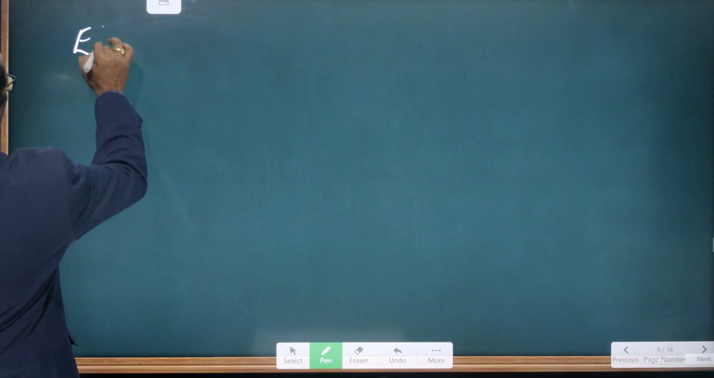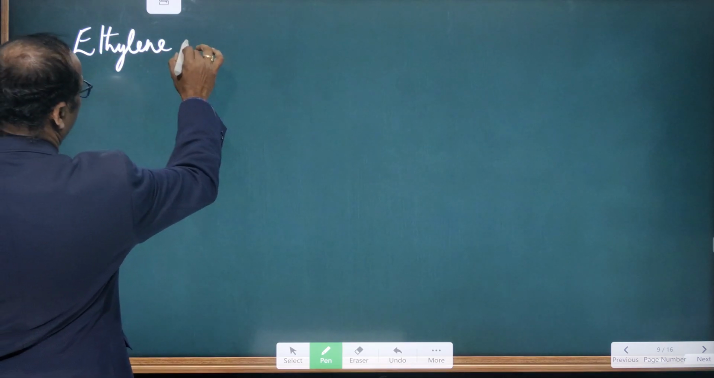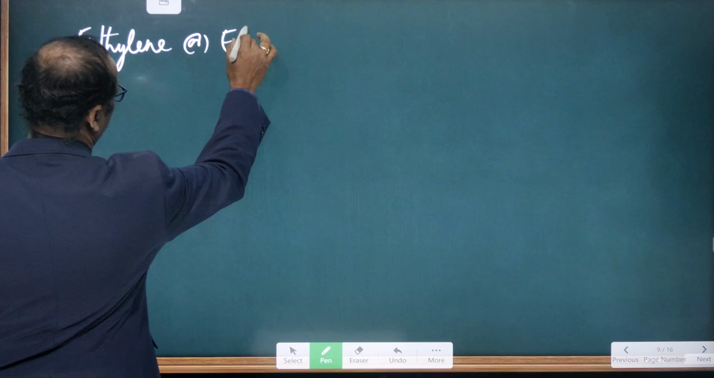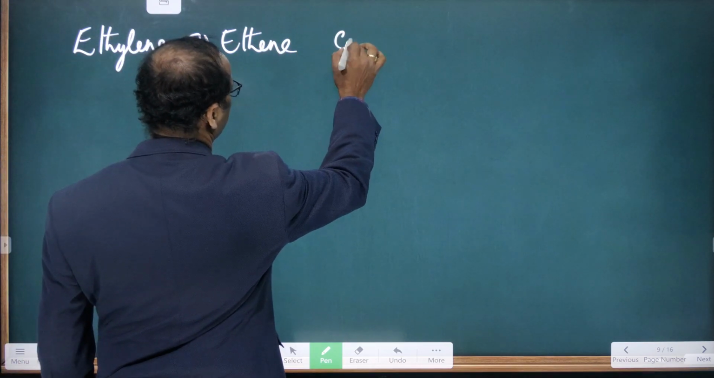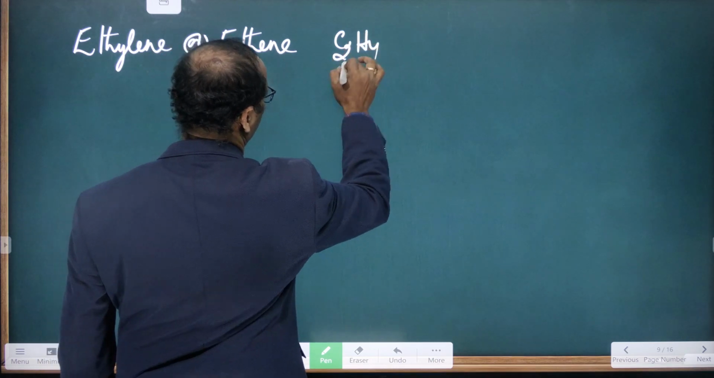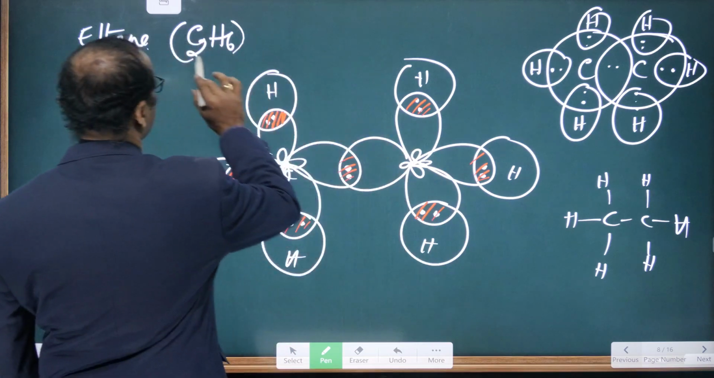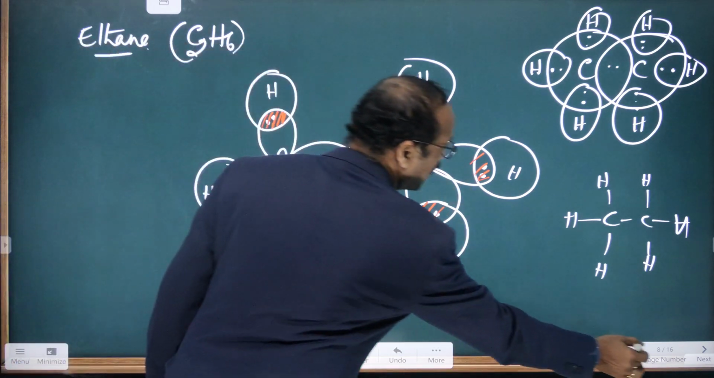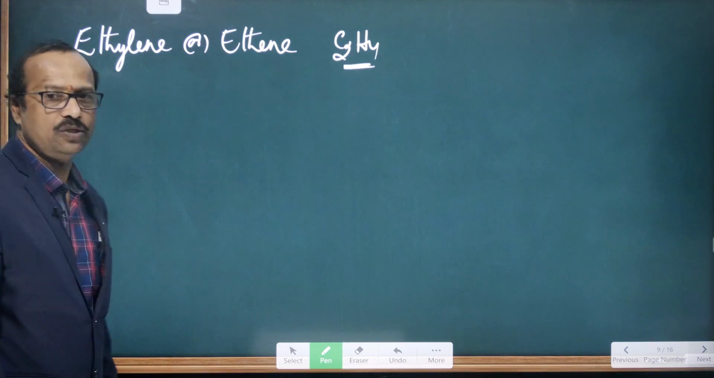Ethylene. Its other name is ethene, and the formula is C2H4. What's the formula? C2H4. Students, remember: the ethane formula is C2H6, and this is ethene, so the formula is C2H4.